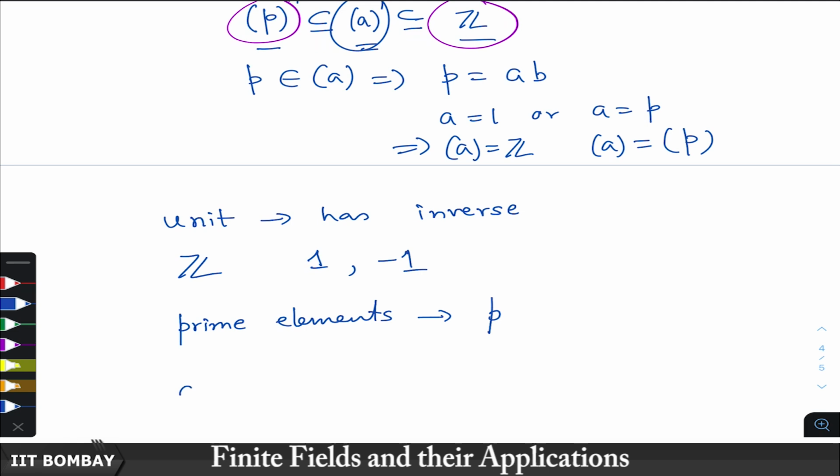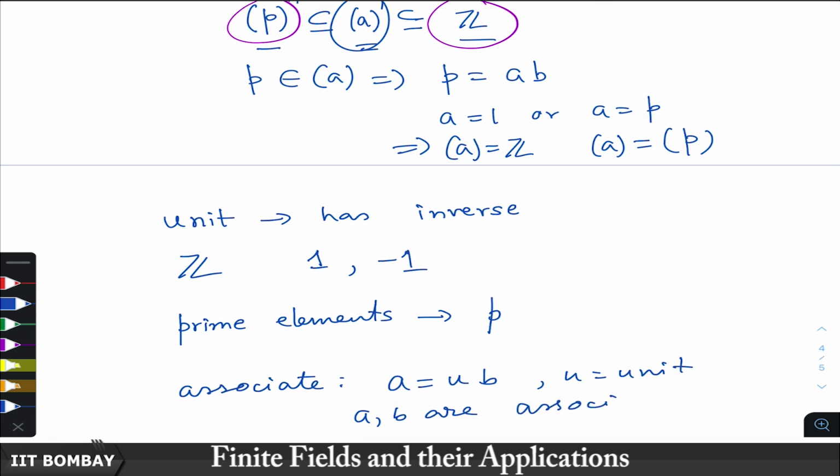So, first let us consider associates. If you have any elements A and B such that A can be expressed as some unit U times B, then we say that A and B are associates of each other. Note that in that case B is also U inverse times A, and U inverse is a unit. So, this is a symmetric relationship.